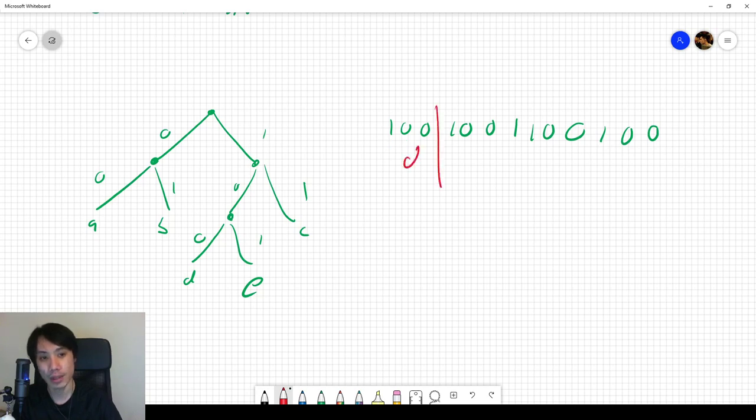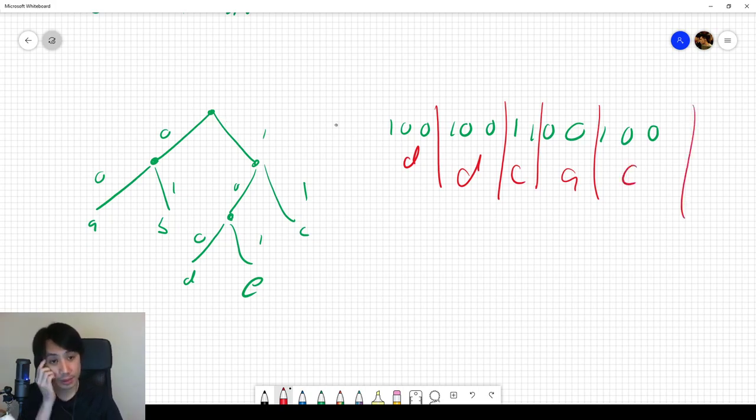So let me slash out. Here will be G. Then I repeat the process again. 1 0 0, I reach another leaf, so here is going to be G. I move on. 1 1, I've reached a leaf, so it will be C. Then I begin here, 0 0, reach a leaf, so it will be A. Then 1 0 0, it will be C.